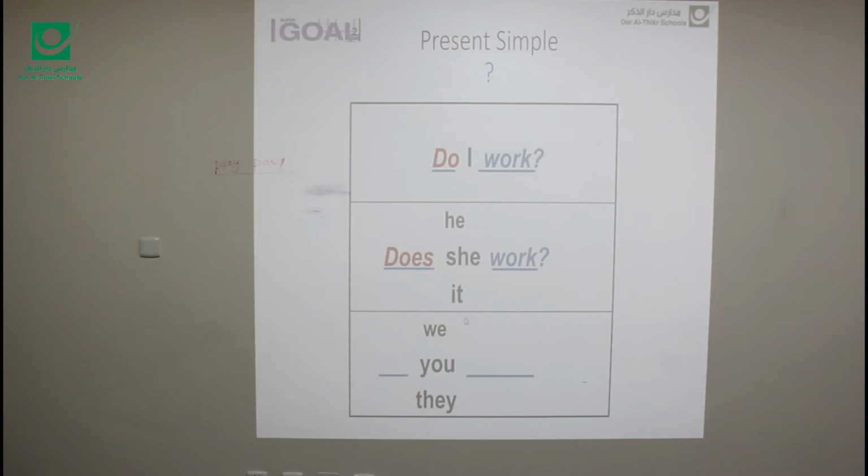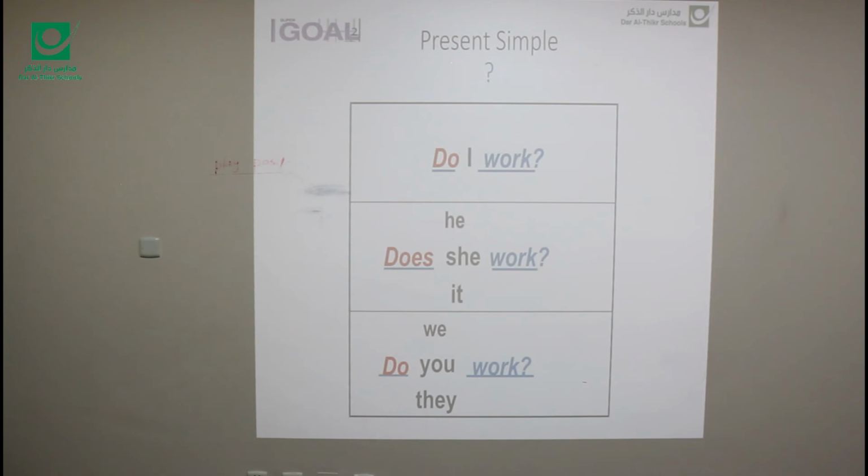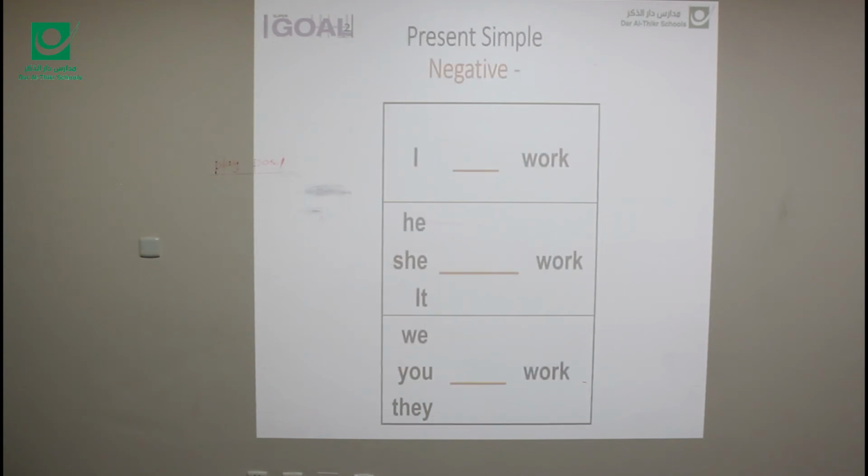Okay. Next. We use do with we, you, they. Do we work? Do you work? And do they work? So, do you work? Do we work? And do they work? This is the question form. Let's go to the negative form.